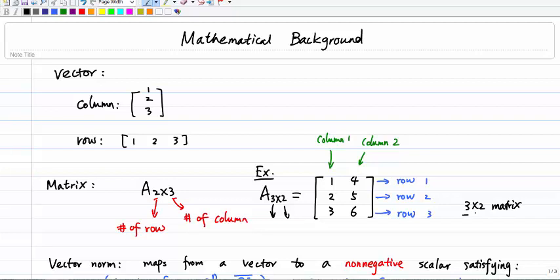Okay, and you can also specify the i, j entry of this matrix, which is the i-th row and j-th column. We give it a specific name. For example, the first row and the first column is entry 1,1, which is given by 1. And the first row and the second column is given by 4.